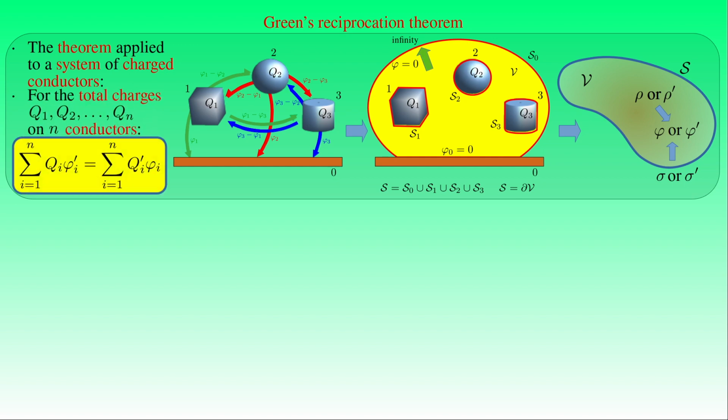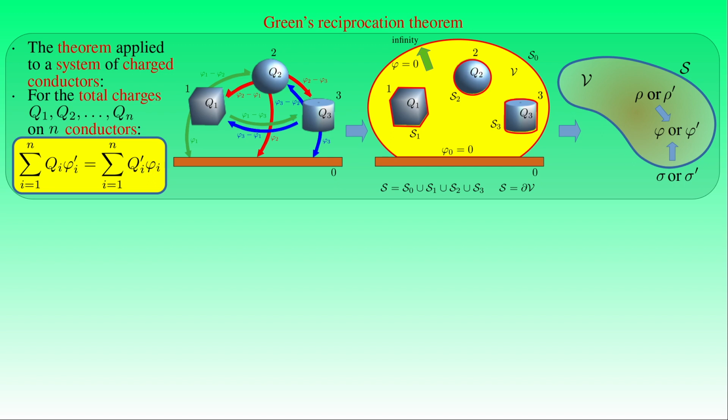For the total charges Q1, Q2, ellipsis, Qn distributed over the surfaces of the conductors 1, 2, ellipsis, n producing the potentials phi 1, phi 2, ellipsis, phi n of the conductors, the sum of Qi times phi prime i from i equals 1 to n is given by the sum of Q prime i times phi i from i equals 1 to n. Here the charges Q prime i distributed over the surface of the conductors i produce the potentials phi prime i from i equals 1 to n. This is the form of the theorem applied to prove that the matrix of coefficients of potential, and therefore the capacitance matrix of the system of conductors, is symmetric.